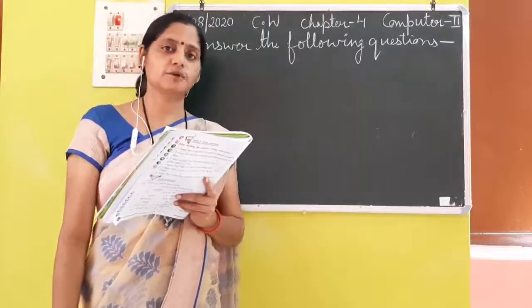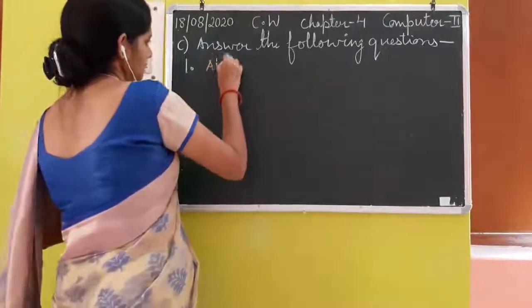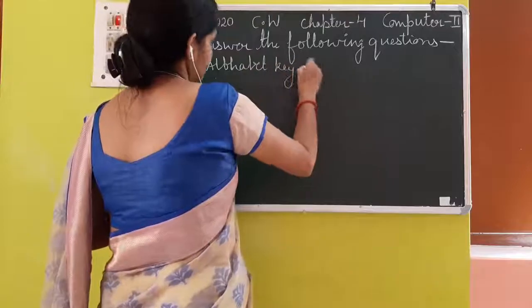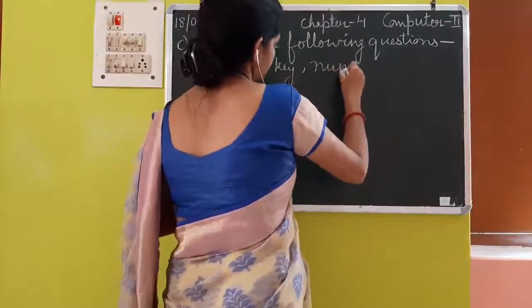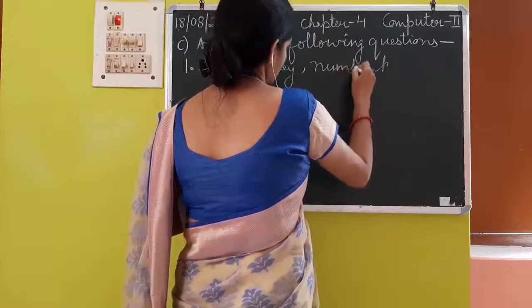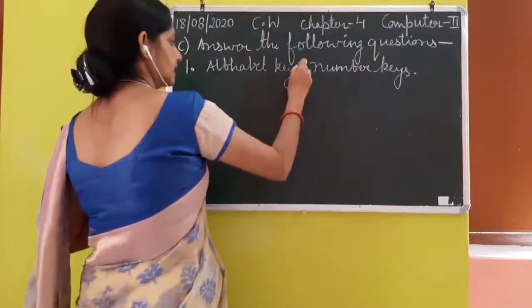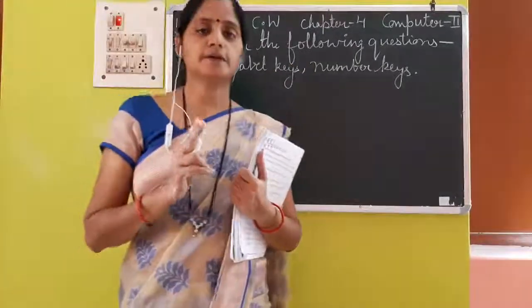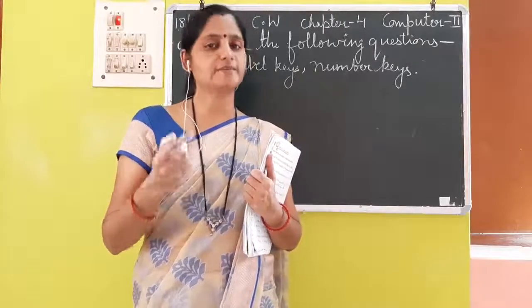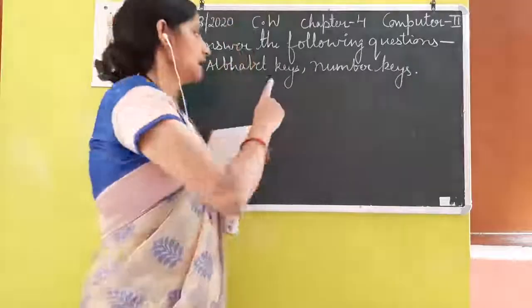So children, we have studied about many types of keys. Here we will write only two types of keys. One is alphabet keys, and the other one is number keys. So two keys present on the keyboard are alphabet keys and the number keys. We have many keys, but here in the question it is asked to write only about two types.